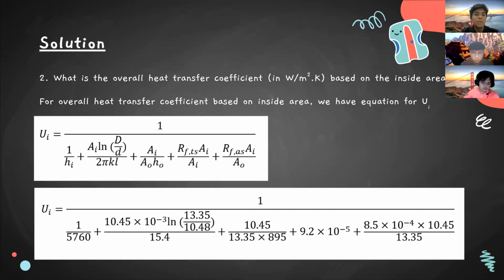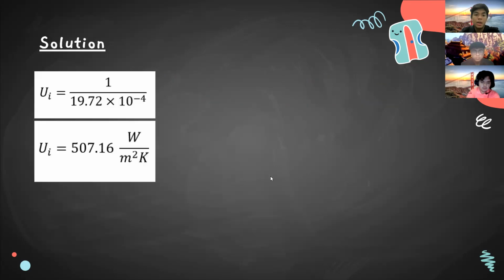So the next question is, what is the overall heat transfer coefficient based on the inside area? For the overall heat transfer coefficient based on the inside area, we have the equation for U_i, which indicates the U in the inner tube. So this is the equation. After we put in the equation, we substitute all the values, and lastly we get the overall heat transfer coefficient, which is 507.16 watts per meter squared per Kelvin.